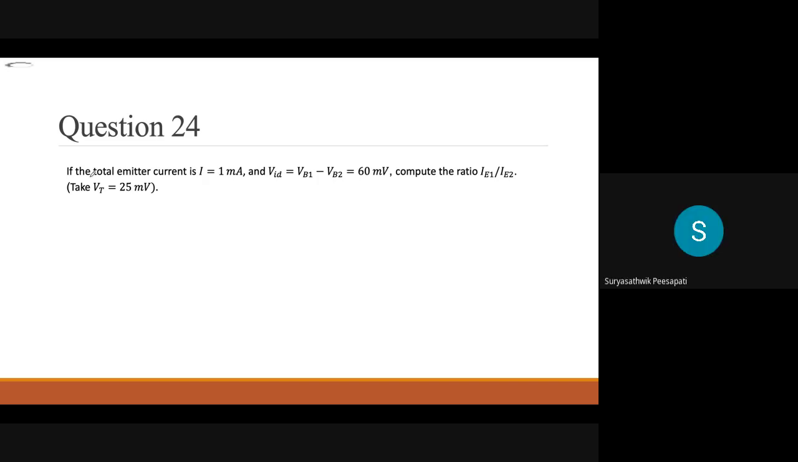I got 11.023, ma'am. Okay. Tell me how to solve it. Ma'am, wait for 1 minute. Jasmine, how to solve it? Hurry. First we have to take IE1 is equal to I by 1 plus e to the power minus VID by VT, and IE2 is equal to I by 1 plus e to the power VID by VT, ma'am. We have to take the two equations and solve it, ma'am. Then we get the answer, ma'am.